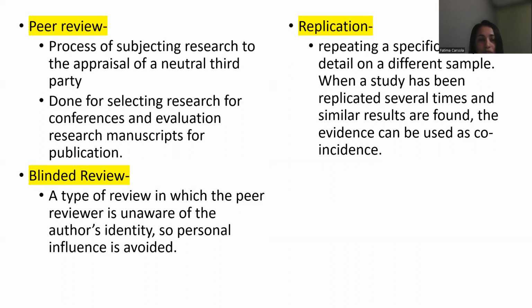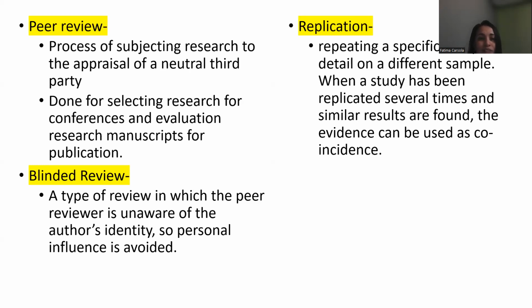We also have here what we call peer review, blinded review, and replication. When we say peer review, it is one way of selecting or appraising a study that could be suitable for conferences. So they would not know who you are, your school, your mentor, and they will just select your research study if it's suitable for the conference or not. When you say a blinded review, it is a type of review in which the peer reviewer is unaware of the author's identity. So personal influence is avoided. So it's just like doing also the peer review.